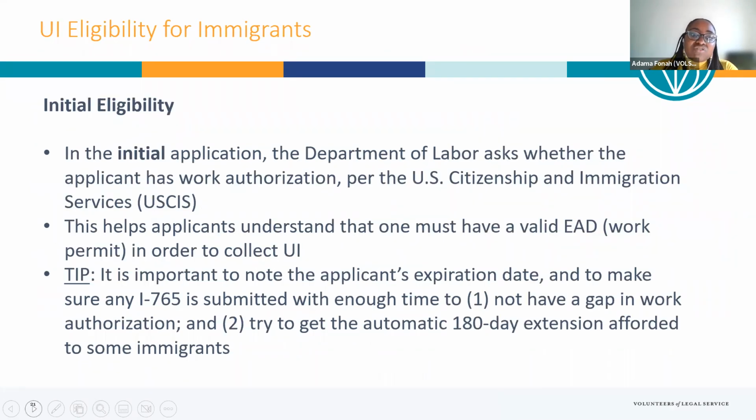So for UI eligibility for immigrants within that context, in the initial application, the Department of Labor doesn't really ask whether or not they have work authorization, right? What actually occurs is they just say, were you ready, willing, and able to work? So it's important that clients keep that in mind. If they do not have an up-to-date work authorization, they wouldn't really be considered ready, willing, and able to work at that point in time. So they wouldn't be able to qualify for that. So it's just important that clients keep that in mind when they're answering these questions.